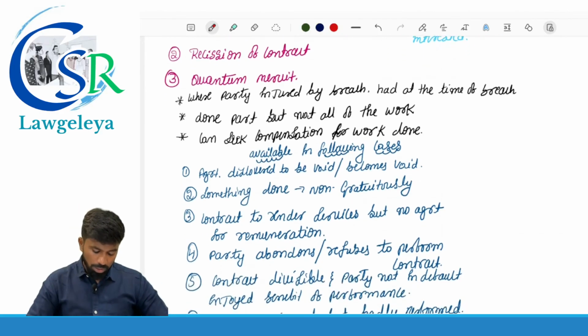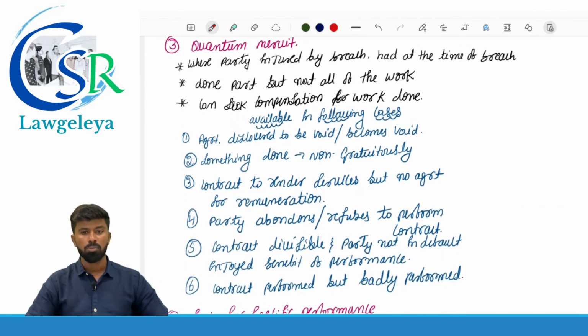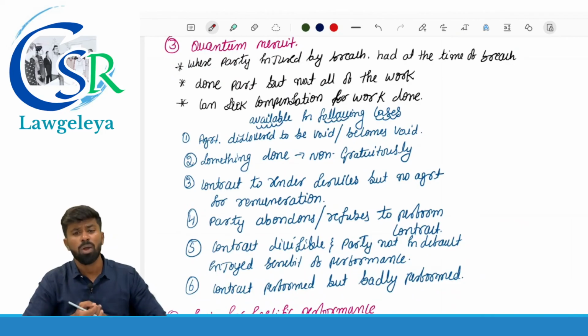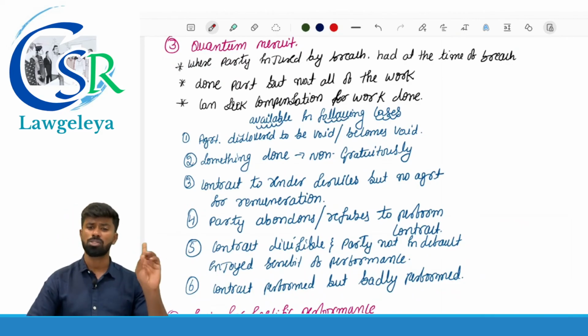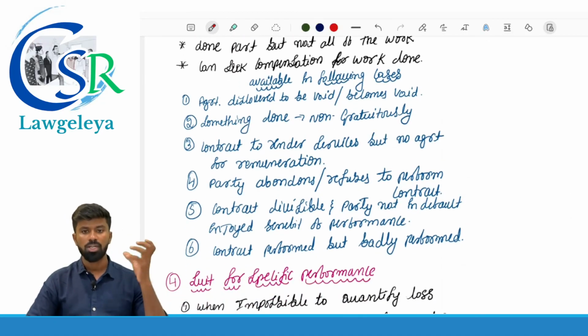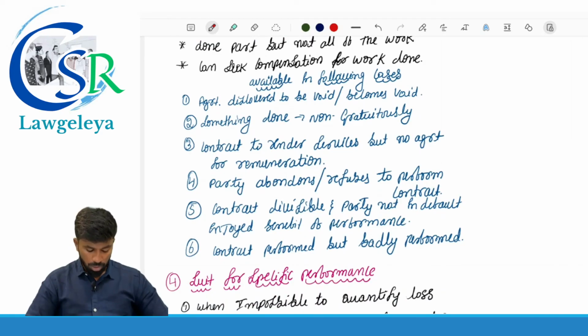So it is available in the following cases. When it is available is important, they may ask a question in the examination. It is available where the agreement is discovered to be void or it becomes void. If something is done, but it is done non-gratuitously. A contract to render services but no agreement for remuneration.